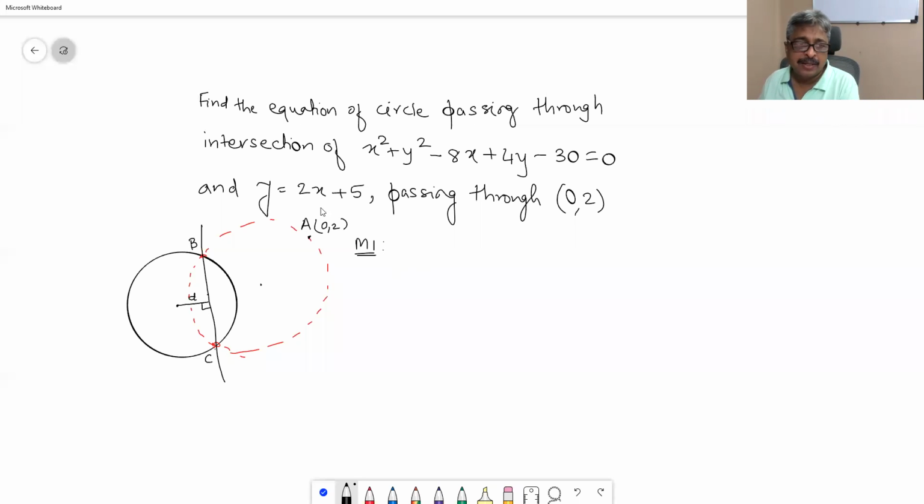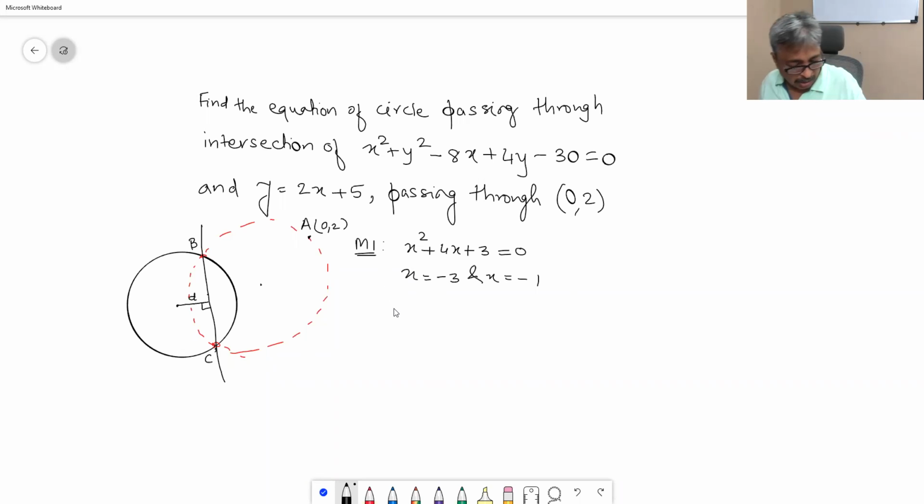How do you get that? This is y = 2x + 5. Substitute back into this equation. Then you will get a quadratic in x, which is x² + 4x + 3 = 0. If we solve, we will get 2 x coordinates, one of this point, another of this point. So x = −3 and x = −1. These are the two x coordinates of B and C. Corresponding y coordinates we can find out.